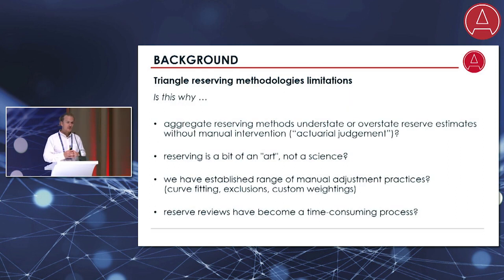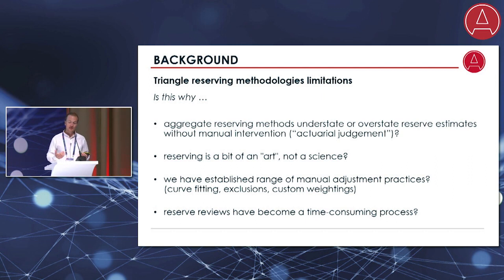Now, just a bit of a thought process. Is this maybe why the aggregate methods, for example the basic chain ladder, even though the assumptions are all supposed to hold, like you've got a big class and sufficient volumes of data, frequently overstate or understate reserves? There's a need for manual intervention to the pattern calculations. Reserving is maybe considered a bit of an art, not a science. That's a frequent phrase used.